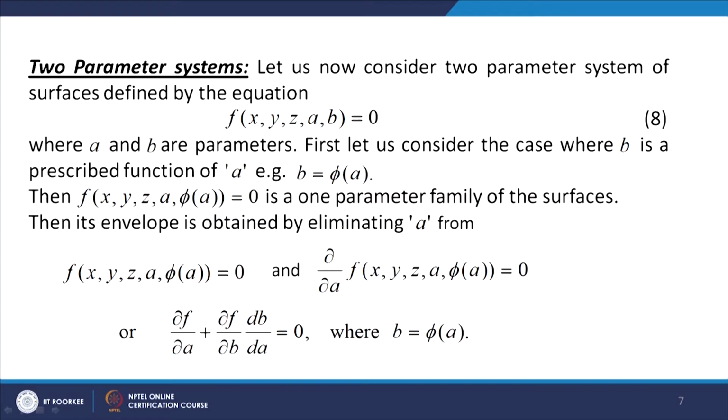Its envelope is obtained by eliminating a. Now, it is a one parameter system of surfaces. So, its envelope is obtained by the equation f(x, y, z, a, phi(a)) = 0 and its partial derivative with respect to a equal to 0. Now, the partial derivative of this with respect to a can also be written as the partial derivative of f with respect to a plus the partial derivative of f with respect to b, b is phi(a), into db/da equal to 0. So, this equation is another way of writing the partial derivative of f(x, y, z, a, phi(a)) with respect to a equal to 0.